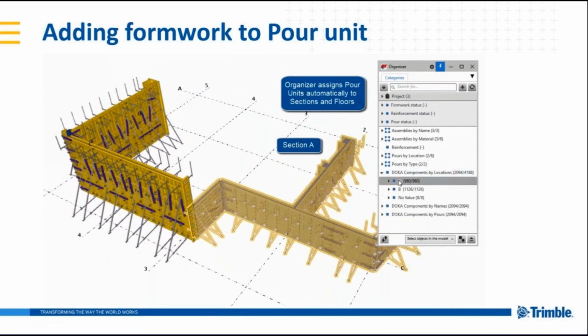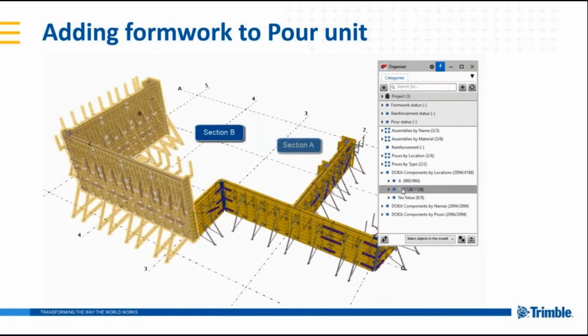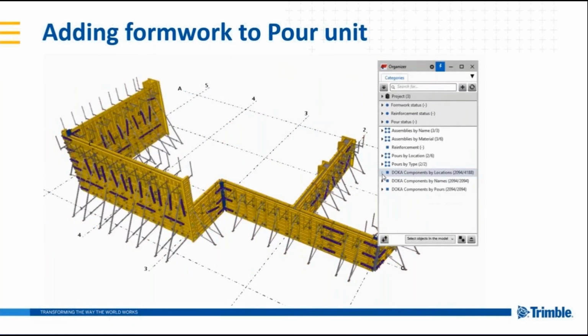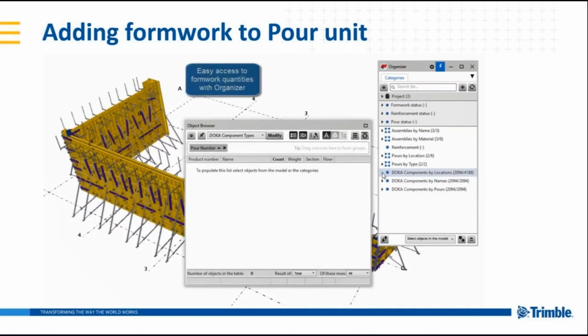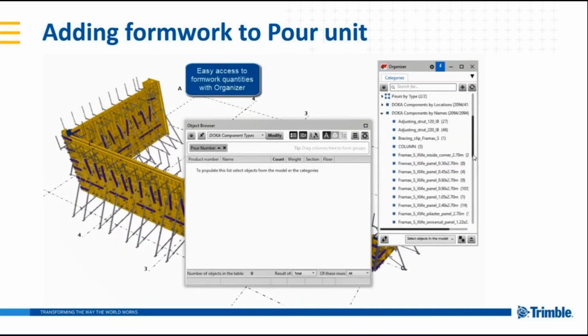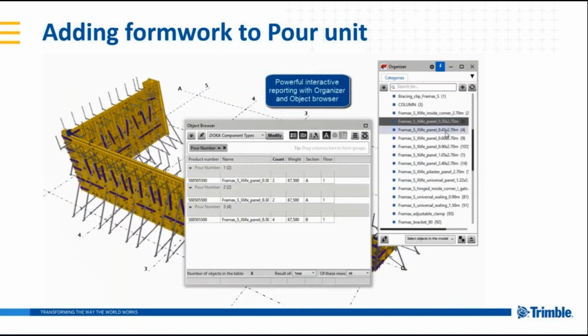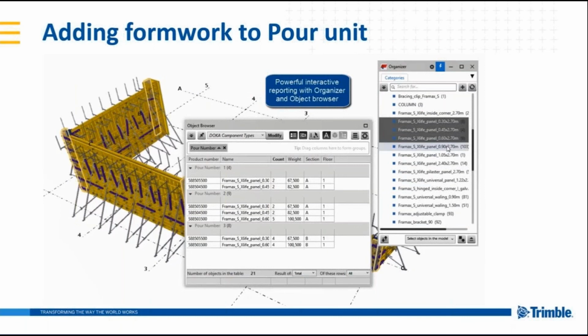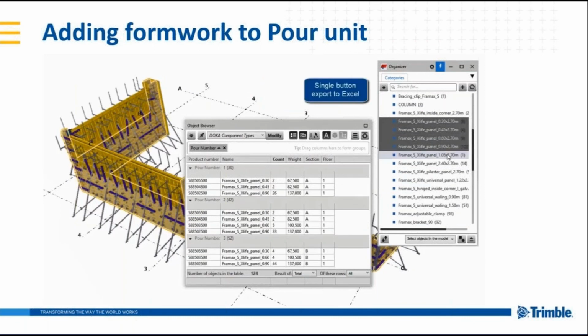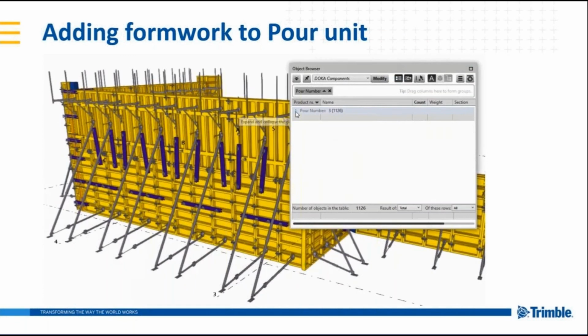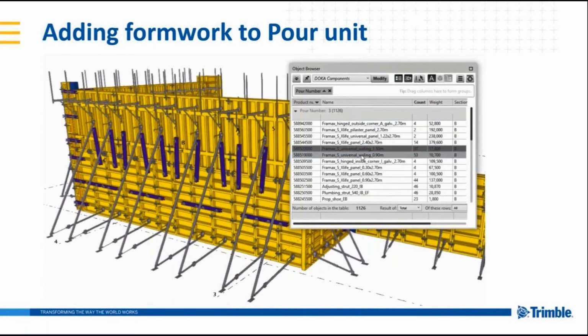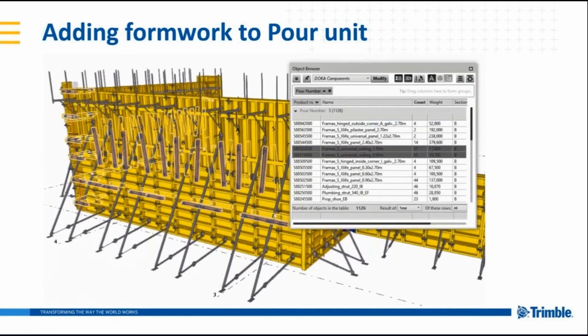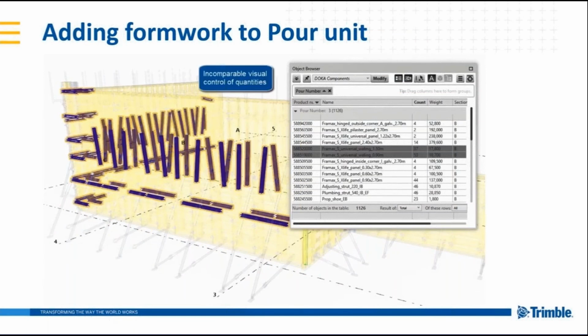So we can access the formwork components by using the Organizer and select the specific items from the organizer categories, and then see those visualized in the model and also in the object browser table. We can go to the specific pour and see the contents and the formwork needed for that pour, and also visualize those items in the model. So we always know where the quantities derive from.